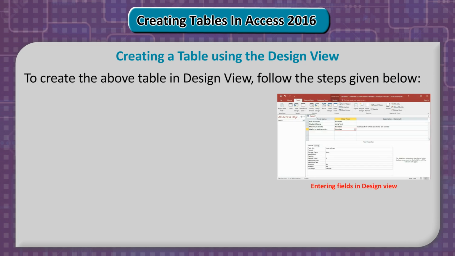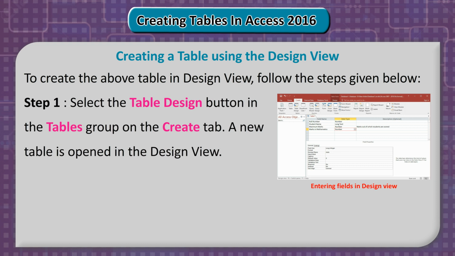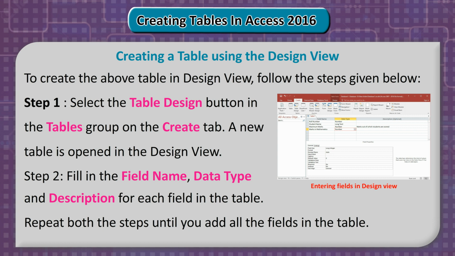To create the above table in design view, follow the steps given below. Step 1. Select the Table Design button in the Tables group on the Create tab. A new table is opened in the design view. Step 2. Fill in the field name, data type and description for each field in the table. Repeat both the steps until you add all the fields in the table.